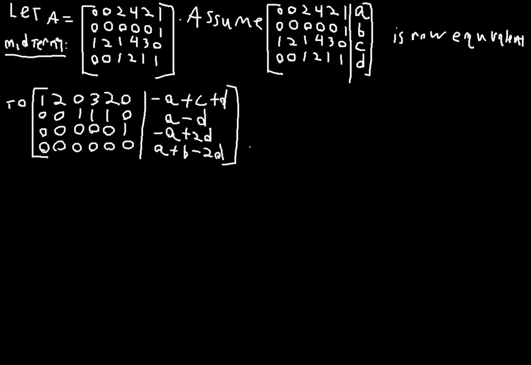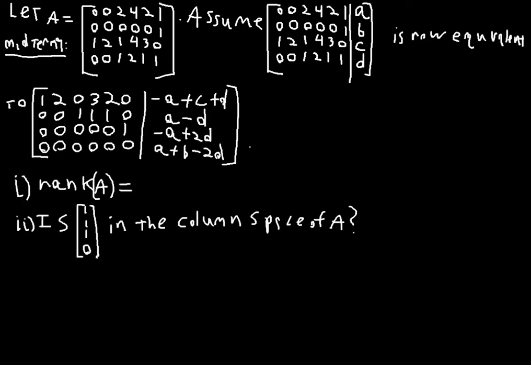So the first question that we're asked is pretty easy. What is the rank of A? So the rank of A we can see from the reduced row echelon form here is just equal to 3 because we have these 3 leading entries. So here we are, 3.